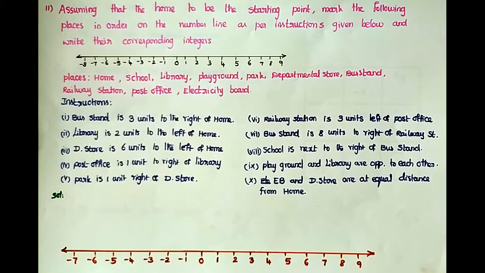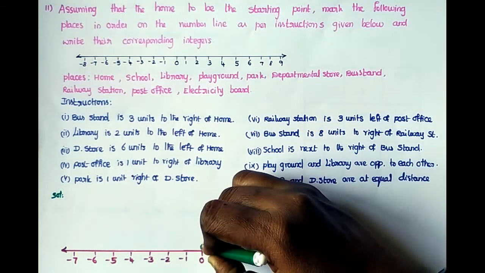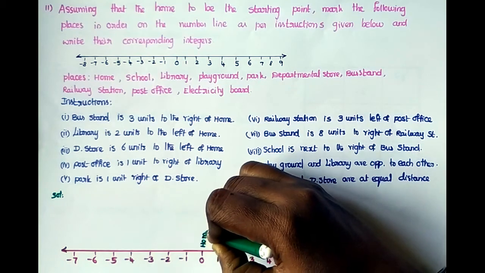11th sum, assuming the home to be the starting point, mark the following places in order on the number line as per instructions given below and write their corresponding integers. Listen, they have given home as the starting point. So that is 0.